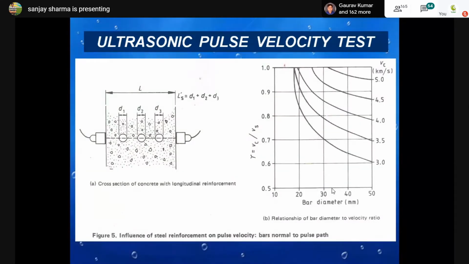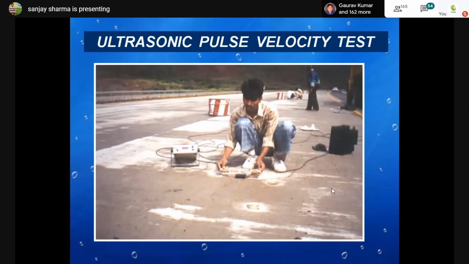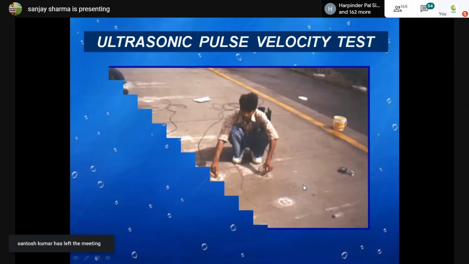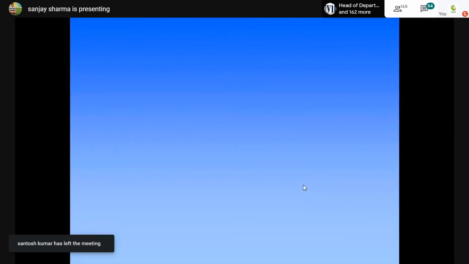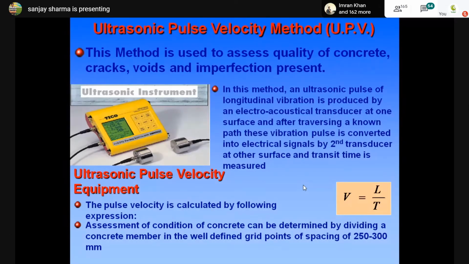So ultrasonic pulse velocity. The bar is having some defects. This is one type where a concrete road is being tested using this. There was a crack here. You can see here, this is the crack. So we are determining what the crack depth actually is. You can use this equipment to determine the crack depth. This is again a very simple procedure. So this is the use of this.